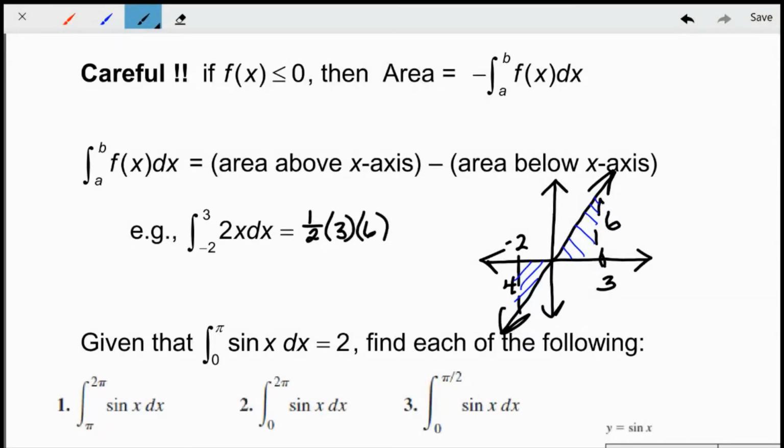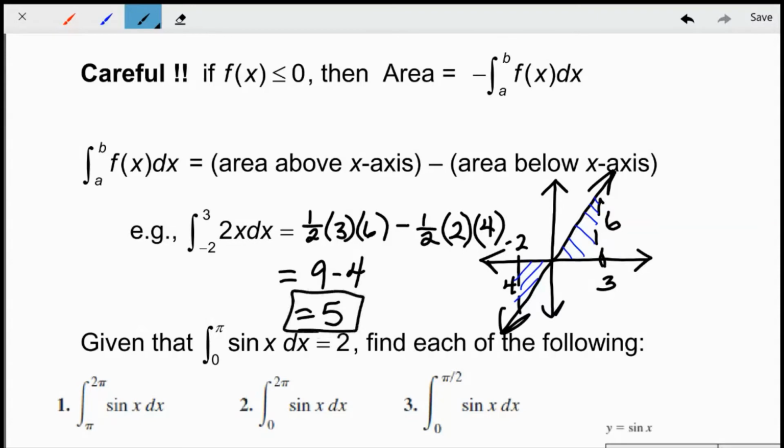That's positive. And now I'm going to subtract away the area that's below the x-axis, so that would be 1/2 of, it has a base of 2 and a height of 4. I know it has a function value of -4, but I'm just thinking about this as an area. I've already accounted for the negative by subtracting. So in the end here, I have 9 minus 4, which is equal to 5. Okay, so my net result, let's say that were a velocity function. If that were my velocity function and I said, what's the displacement on the interval -2 to 3? Well, the displacement would be 5 units.